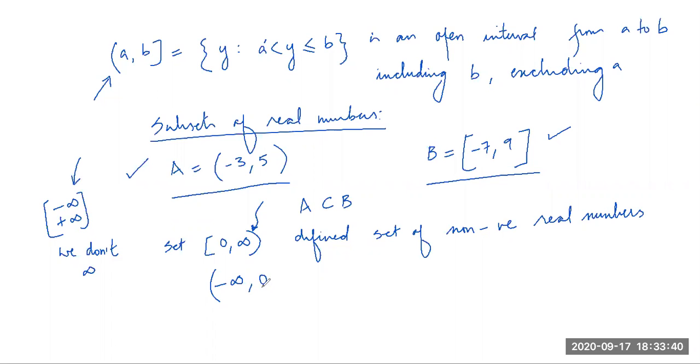So let's go further. If it is minus infinity and 0, students, here also let's say I put an open bracket. Can you tell me, this is defined as the set of which real numbers? All negative real numbers. That's good. Set of all negative real numbers.